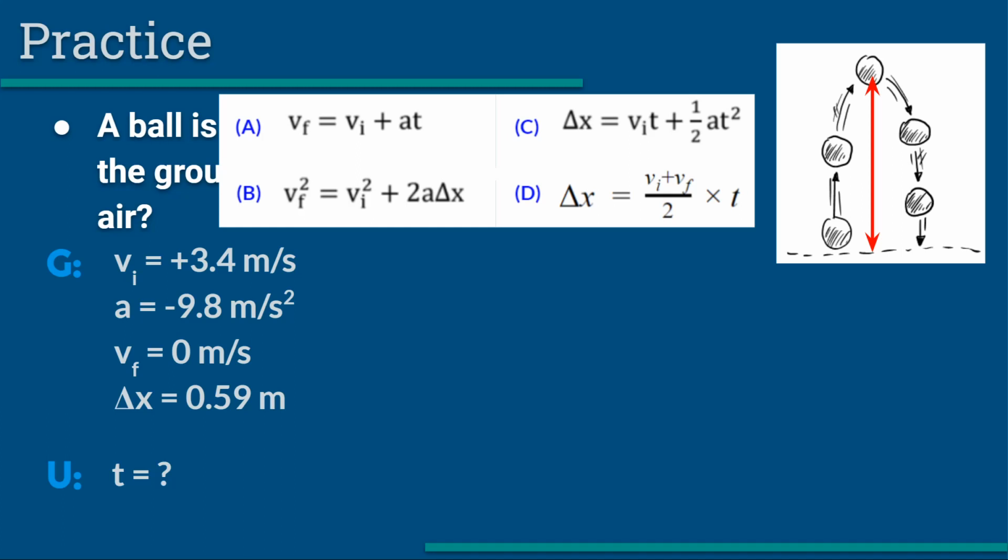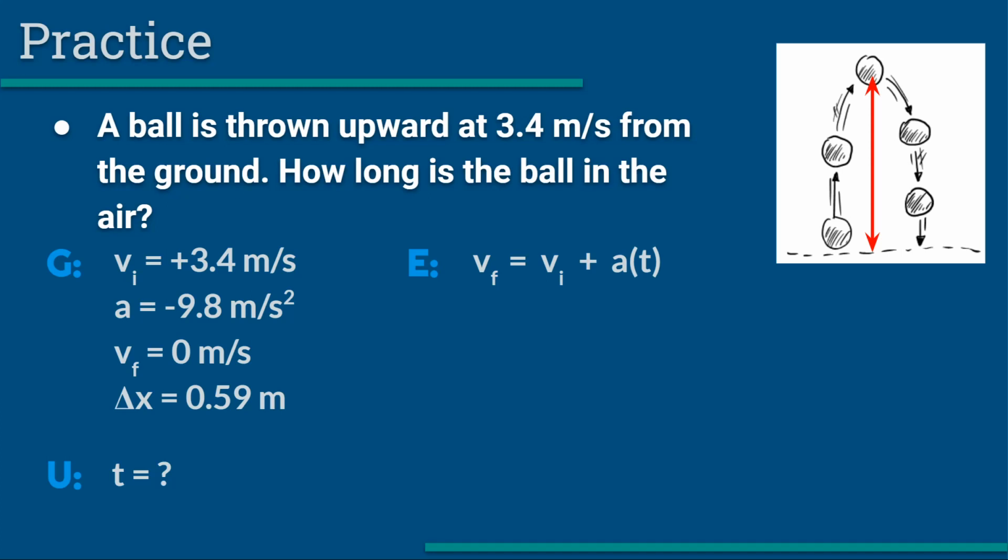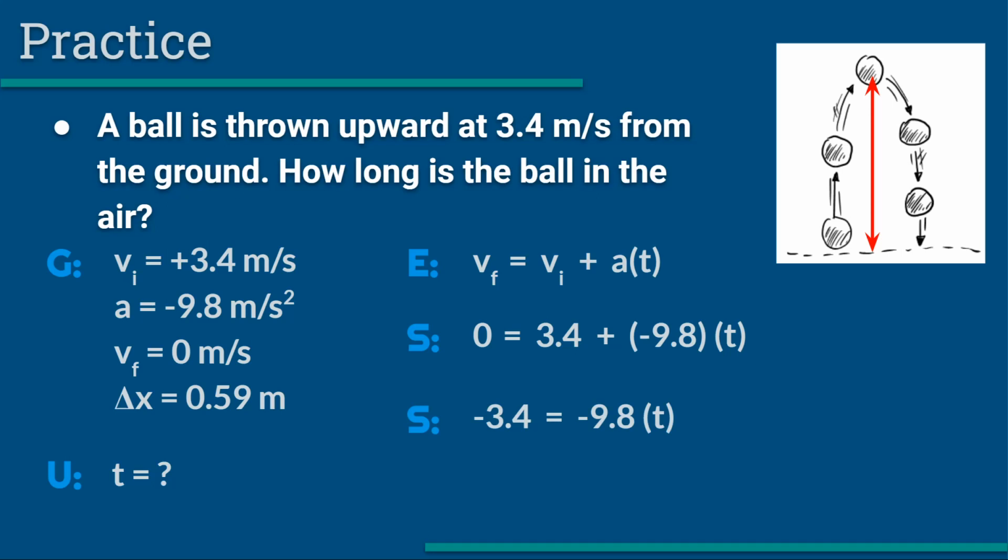Again, I'm trying to solve for time. I can actually use any of these equations that contain time. That's going to be A, C, or D. All of those will work. I'm going to go ahead and use the first one because I think it's the easiest. But if you use one of the other ones, there's nothing wrong with that because you have all of those pieces of information. Substituting in, I have 0 equals 3.4 plus negative 9.8 times t. If I subtract that 3.4 from both sides, I have negative 3.4 equals negative 9.8t, and then I'm going to divide both sides by negative 9.8 to get a time up of 0.347 seconds.